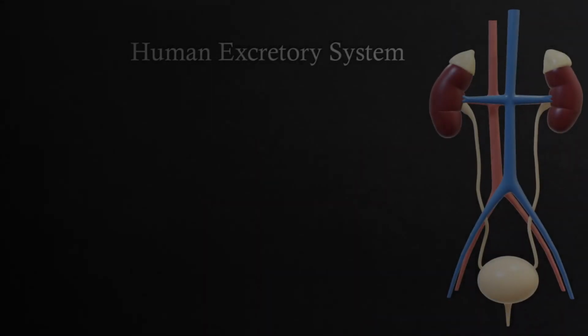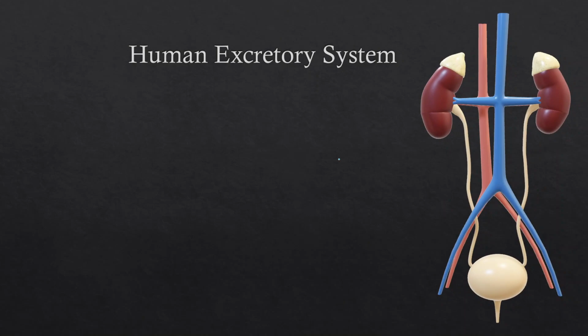Now let us move on to the next topic, your human excretory system. What does the human excretory system consist of? It consists of the following. One, this red colored one is your dorsal aorta.